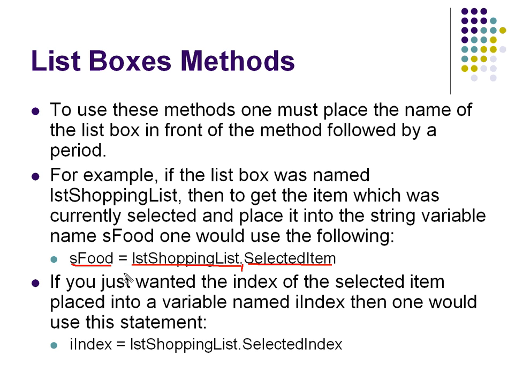If you don't want to get the item, if you just want to get the number of the item in the list, you use an index or an integer variable here, and the same thing. The name of the list box first, its period right there, and then get selected index is how you do that one. Okay.